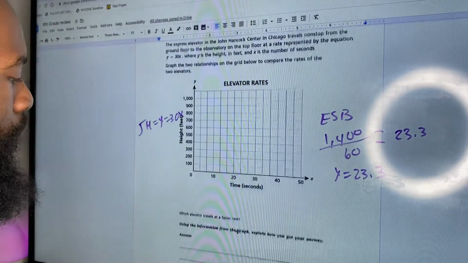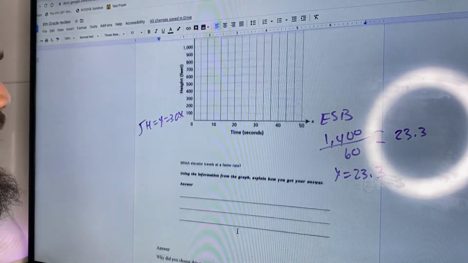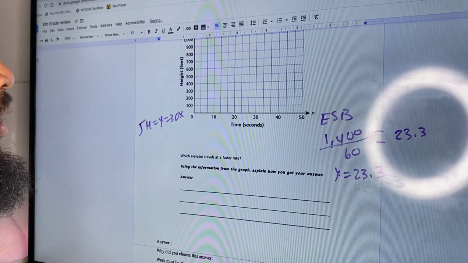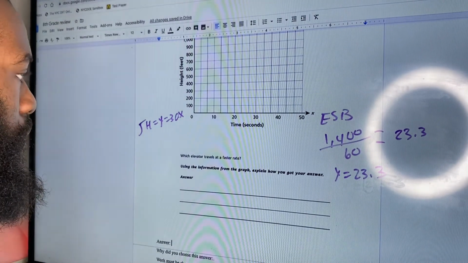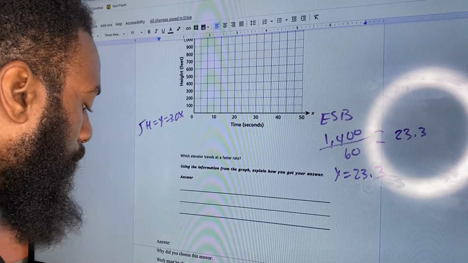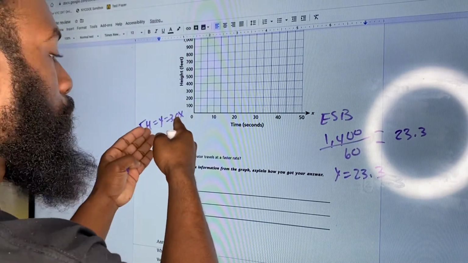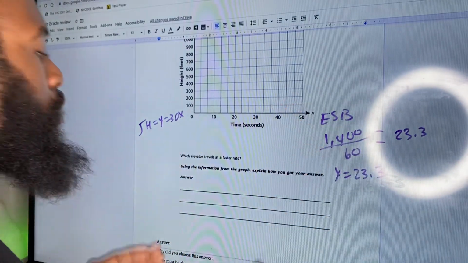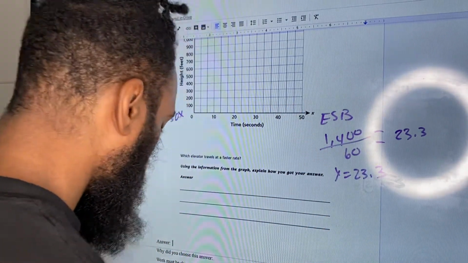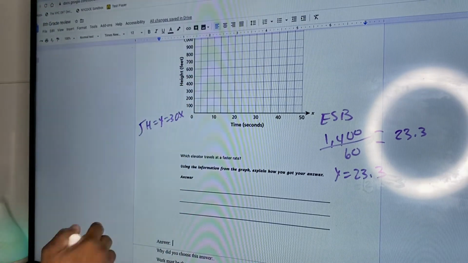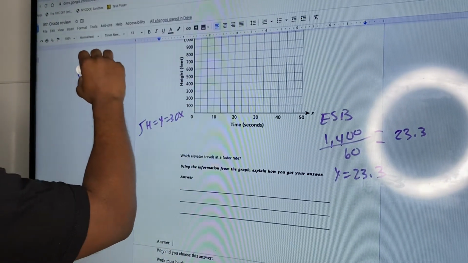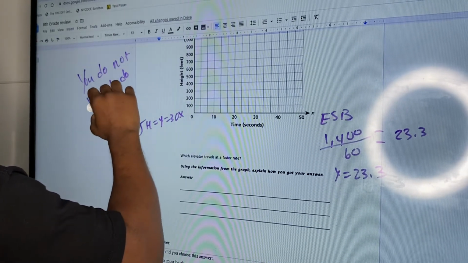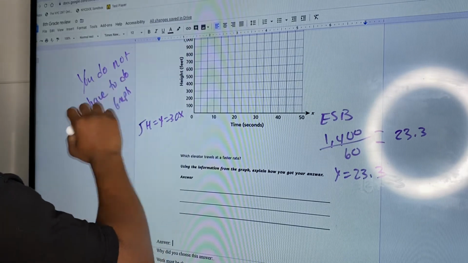Automatically, it asks you which elevator travels at a faster rate, right? We're just looking at it. John Hancock travels at a faster rate because the rate of 30 feet per second is higher than the Empire State Building's 23 feet per second, right? You do not have to do the graph.